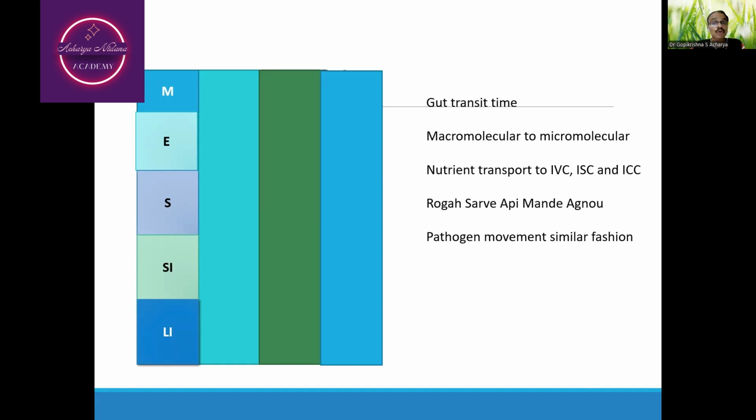Ayurveda says, Roga sarvepi mande agno. Most of the diseases are considered to be manifested in an individual due to mandagni or otherwise abnormal functioning of Agni, which can be considered to be because of abnormal functioning of Ahara Parinamkara Bhava: Ushma, Vayu, Kleda, Sneha, Kala, and Samayoga. If these 6 factors are abnormal, then the person may have abnormal functioning of Agni.